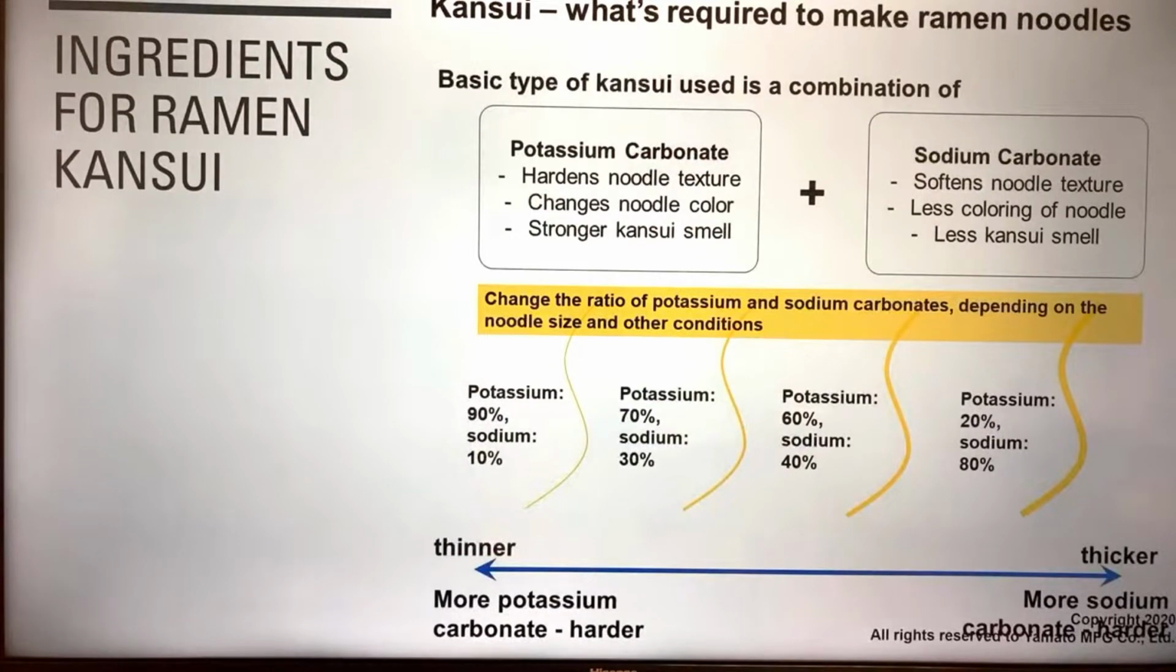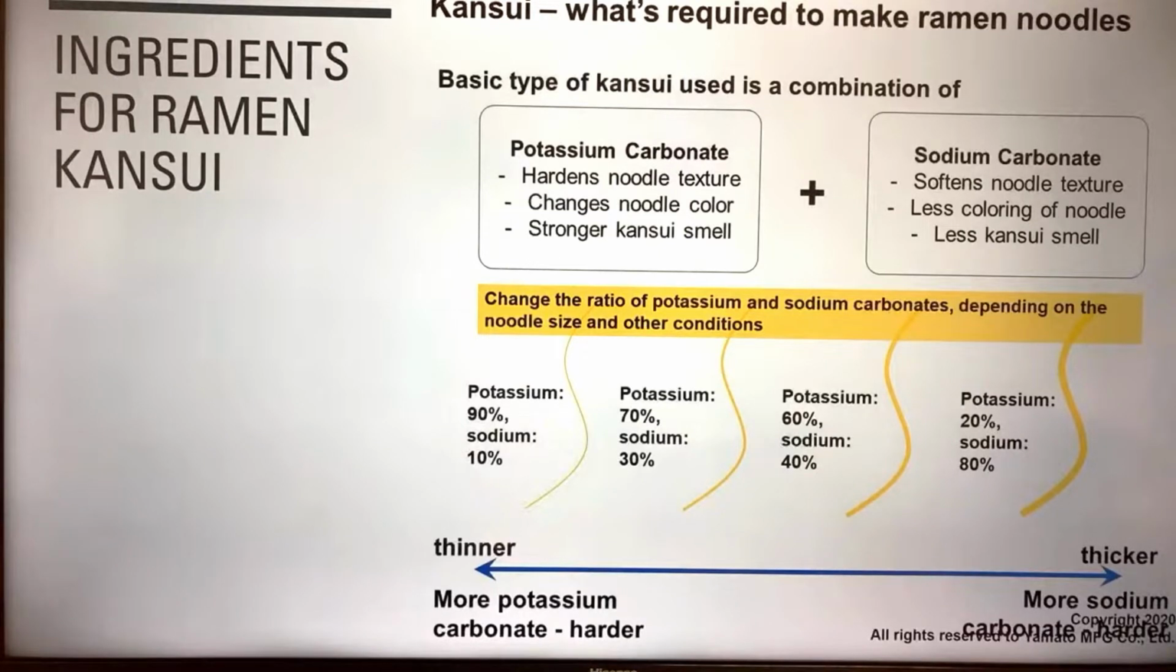Kansui is something we add to ramen noodles as a kind of preservative. If you add kansui to the noodles, they last longer. There are many types of kansui, but the basic one we use is a combination of potassium carbonate and sodium carbonate. Potassium carbonate hardens the noodle texture and has a stronger kansui smell, which some people don't like. Sodium carbonate is exactly the opposite.